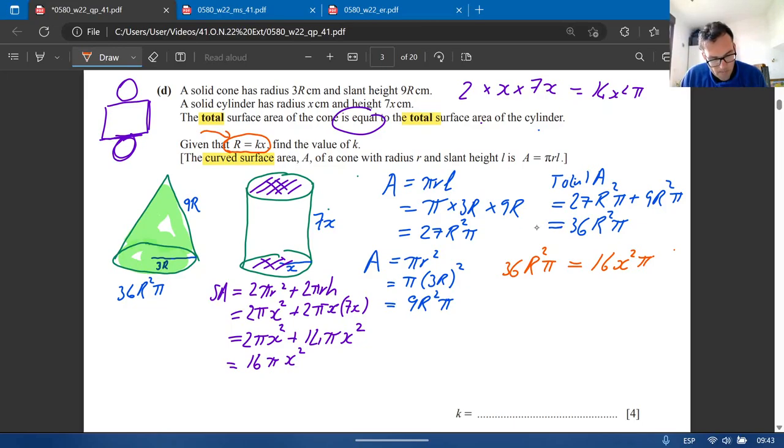Let's start by leaving the r squared, leaving 6x by, and what I'm going to do is divide both sides by pi, or divide the pi on the other side, either way you understand this, and divide both sides by 36, or divide 36 on the other side. So I basically move that, yeah? So that means divide pi by pi, that cancels out. And then we got 16 over 36x squared.